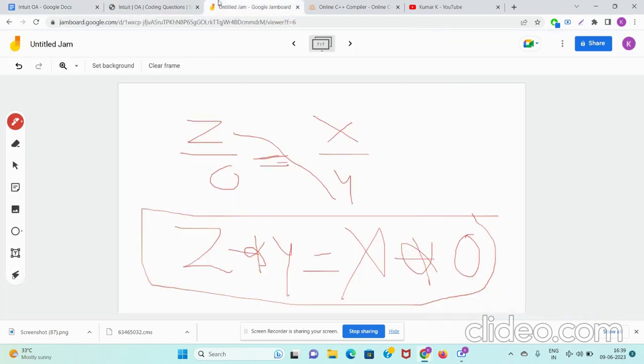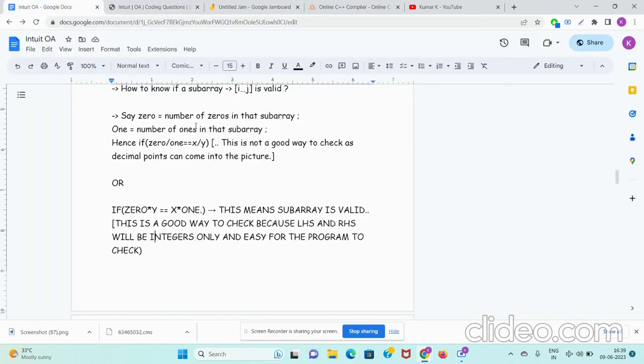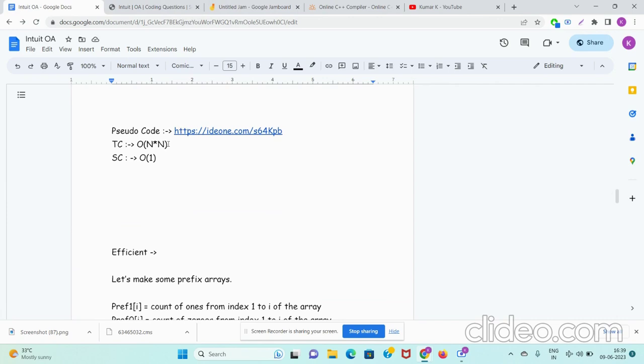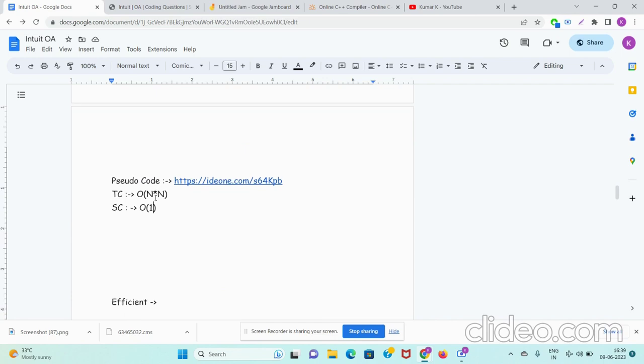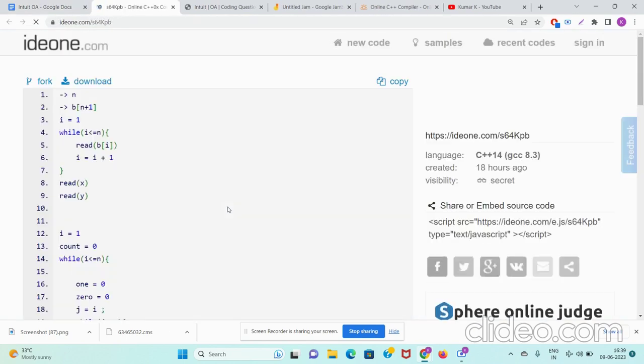Now how will we run our code and our algorithm? Let's go to the algorithm. It's very easy. The time complexity, obviously, we are checking all the subarrays, so it will be O of n into n, two nested for loops. No extra space is used apart from the array B, but we assume that array B is already given to us in the question, so we don't add space for it. So the space complexity is constant, O of 1. Time will be O of n square.